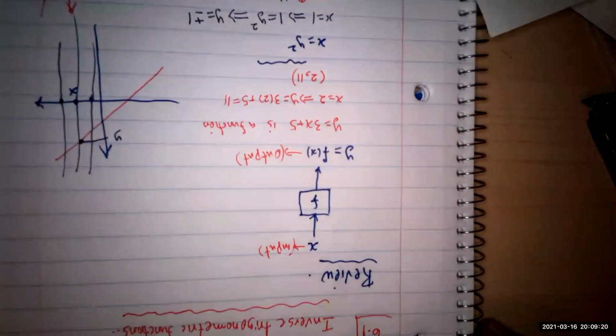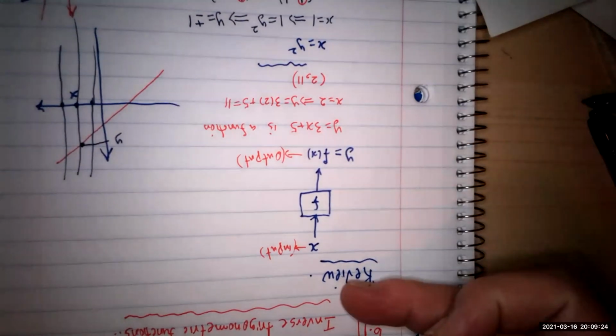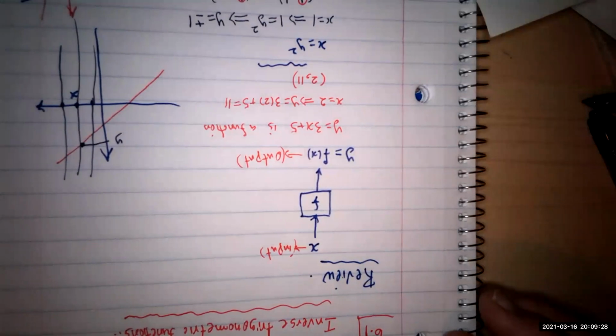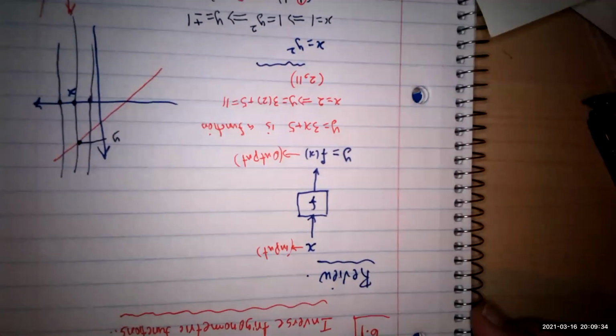If you switch x and y, so you start from the y and go to the x, this would be the inverse of the given one. Okay? That would be the inverse of the given one. But the same condition that we have.